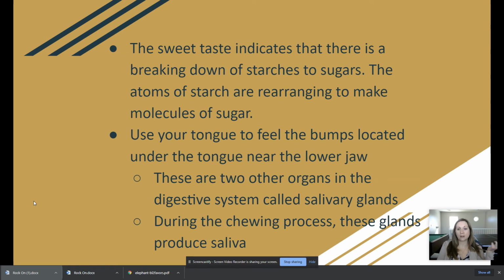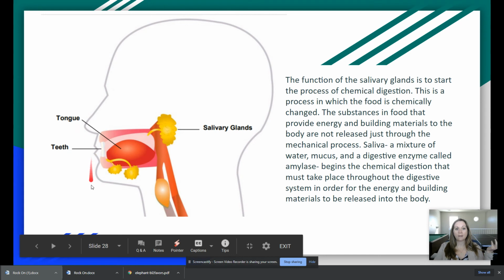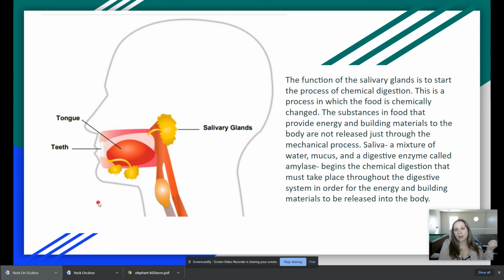Use your tongue to feel the bumps located under the tongue near the lower jaw. These are two other organs in the digestive system called salivary glands. During the chewing process, these glands produce saliva. You probably have noticed that in your mouth. And the function of the salivary glands is to start the process of chemical digestion. This is a process in which the food is chemically changed.